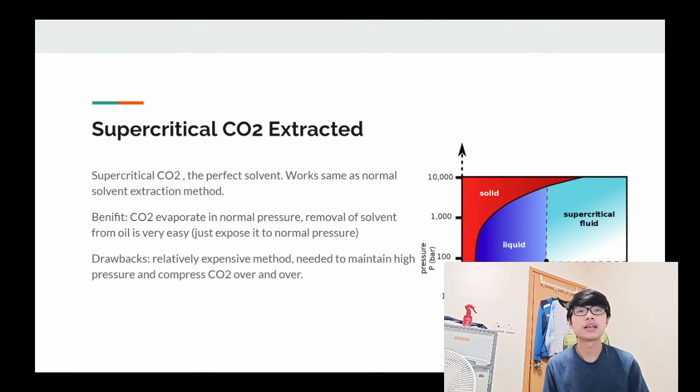But it's relatively expensive, as you need to maintain high pressure and then compress the collected evaporated CO2 again into liquid and put it back into the cycle.